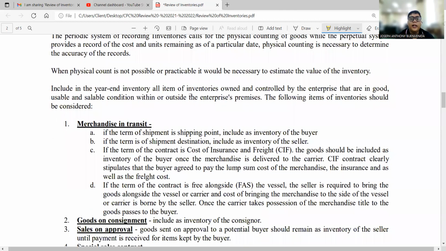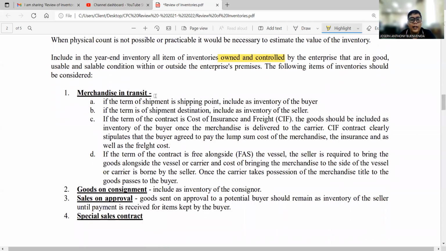So included in the year-end inventory are all of the items of inventories owned and controlled by the enterprise. Take note, controlled, okay, that are in good, usable, and saleable condition within or outside the enterprise premises. So the following items of inventory should be considered as part of inventory. Number 1, merchandise in transit. Okay? So in transit, meaning the inventory is on board a ship.